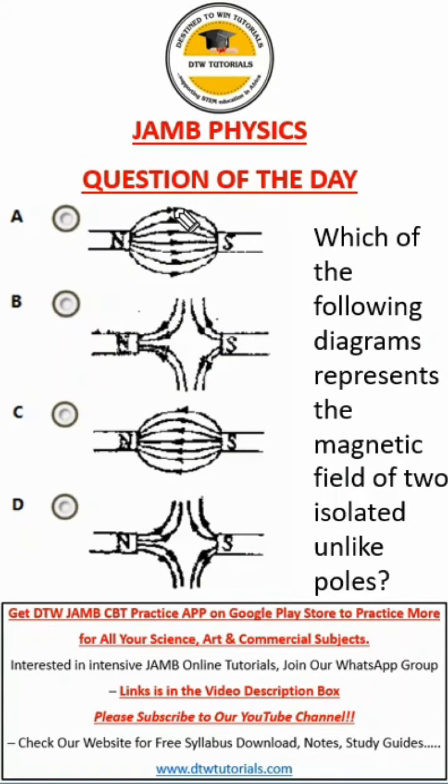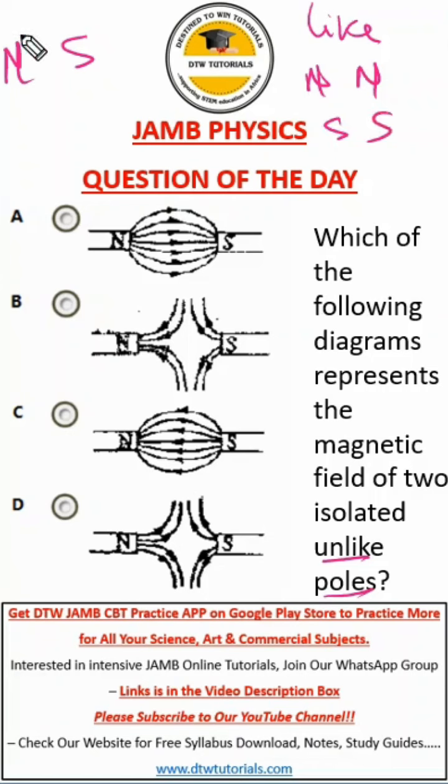Now you can get this JAMB physics question. Okay, it says which of the following diagrams represent the magnetic field of two isolated unlike poles. So when we have the statement unlike poles, it means a north and south. When you have the statement like poles, it means north and north or south and south. Remember, unlike poles, what do they do? They attract. So you will likely have this kind of diagram for unlike poles. But for like poles, they do what? They repel.